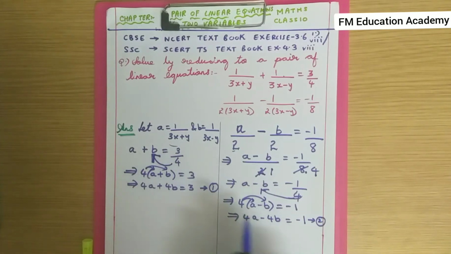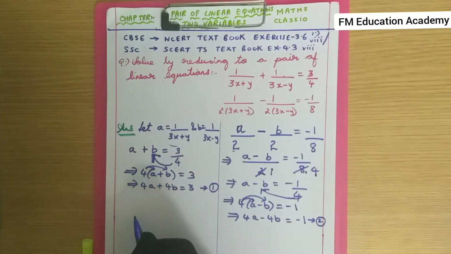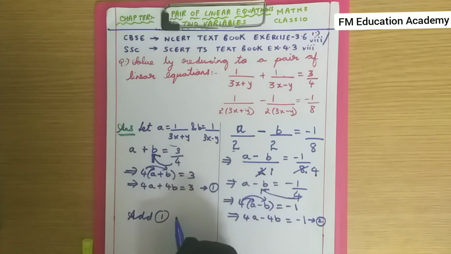Okay, what can I do? I can add both the equations and then the b variable will get eliminated. How? Because 4b minus 4b is 0. So what I'll do here is add 1 and 2. Why? Because the signs of the b coefficient here are opposite. So add 1 and 2. What will it become? First I'll write the first equation: 4a plus 4b is equal to 3. And then I'll write the second equation: 4a minus 4b is equal to 2. This is how you add the equations if you don't know.